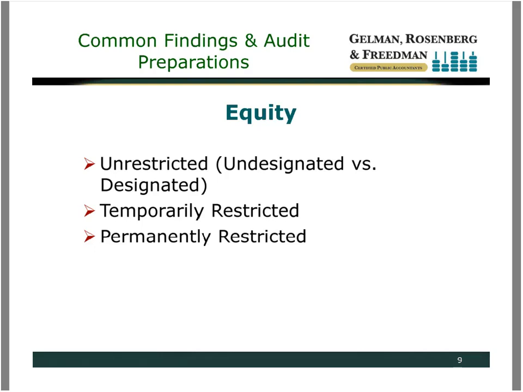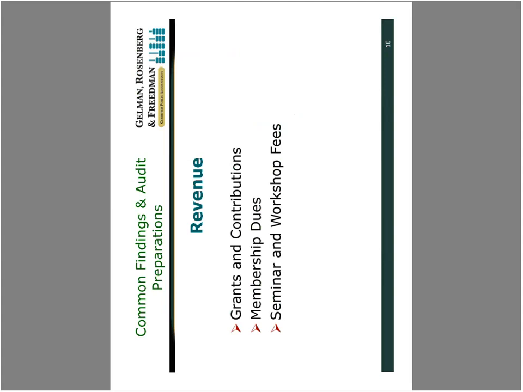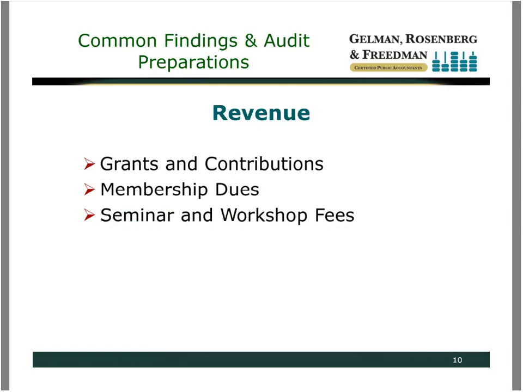Let's skip over revenue. So, grants and contributions. It's the classification, really. Unrestricted, temporarily restricted, permanently restricted. It's the classification, and then I'm going to get to somebody else's comment for you today.